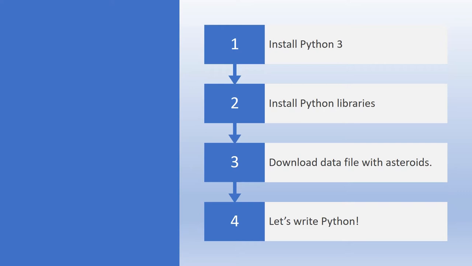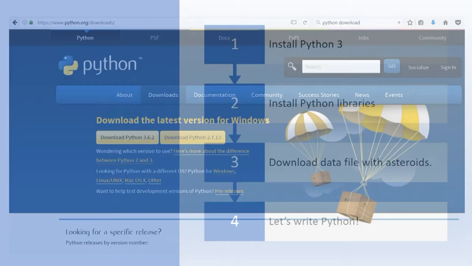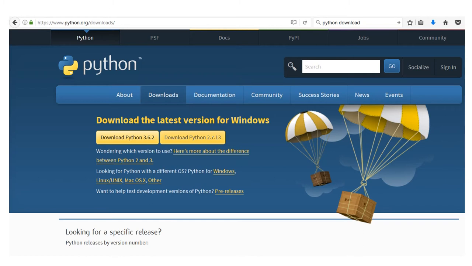So we're going to install Python. We're going to install two libraries and we're going to download some data to work with, and then we're going to have fun with Python. So downloading Python is easy enough. We just Google Python download, and what do you know?